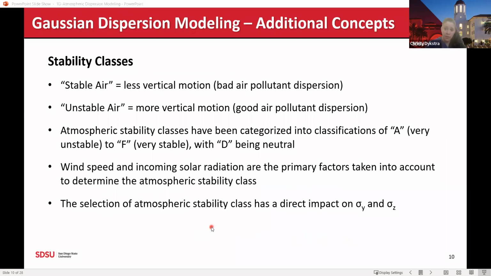Okay, so stability classes. This is really describing how stable or unstable the air is. And with stable air, we have less vertical motion. So it just sort of sits there.